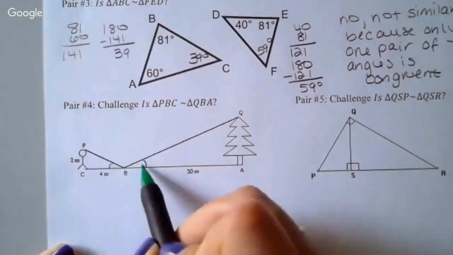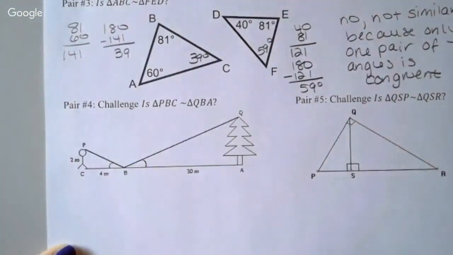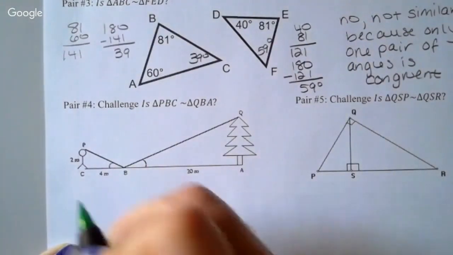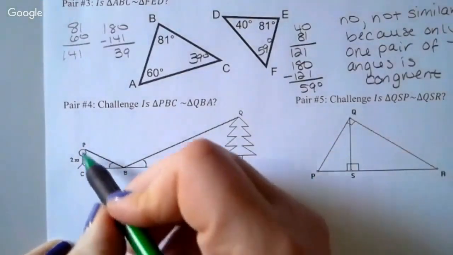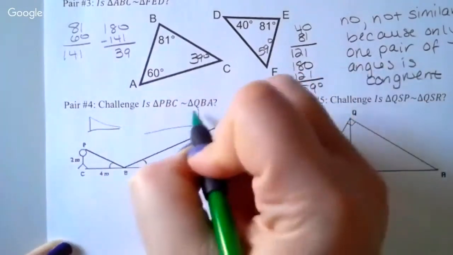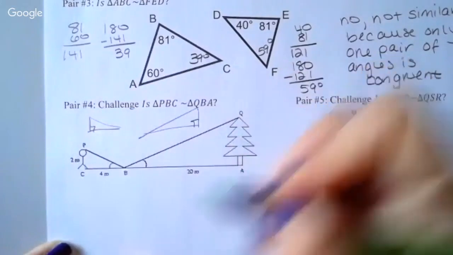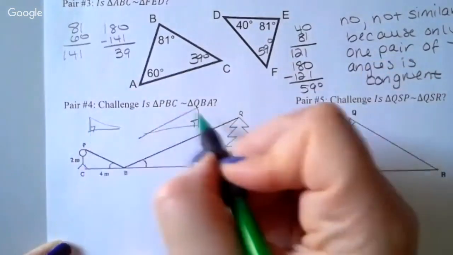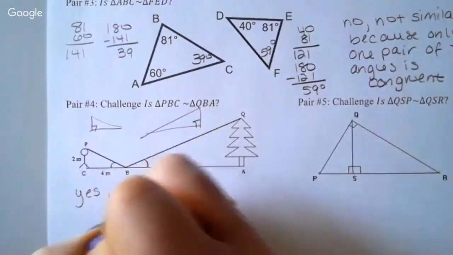So we know this angle is congruent because they each have one arc mark, so we know that they're the same. Okay, and then other than that, these are creating two right triangles. If I were to resketch, these are right angles. The person's standing straight up, the tree is standing straight up. So that's the other angle pair that we know that's the same. Okay, so we know, yes, it's similar.